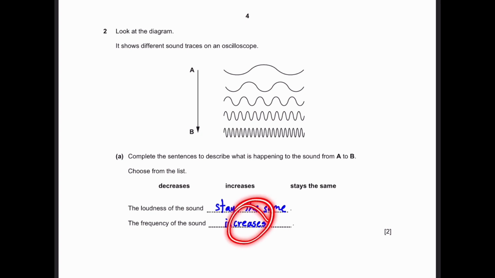And the frequency of the sound increases because, as you can see, A has only 3 parts of the wave. But in B, there's a lot more. A lot of waves are appearing in one sound trace. Because there's a lot more waves over here, the frequency increases. That's the answer. Let's go to part B.